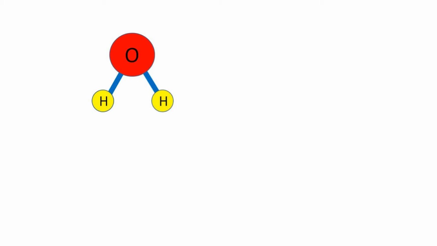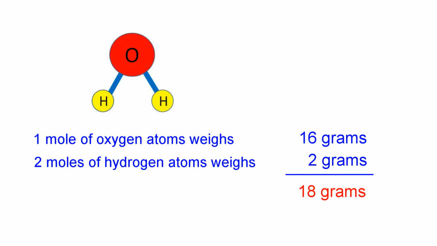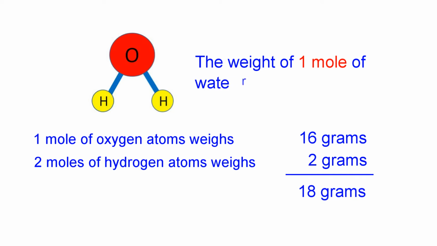When we add the weight of all of the oxygen atoms to the weight of all of the hydrogen atoms, we then have the weight of 1 mole of water molecules. The weight of 1 mole of water molecules is 18 grams. If necessary, pause the video and study this screen. Make sure that you thoroughly understand it. This is a very important concept in chemistry, and you will use it often in your chemistry courses, both in high school and in college.